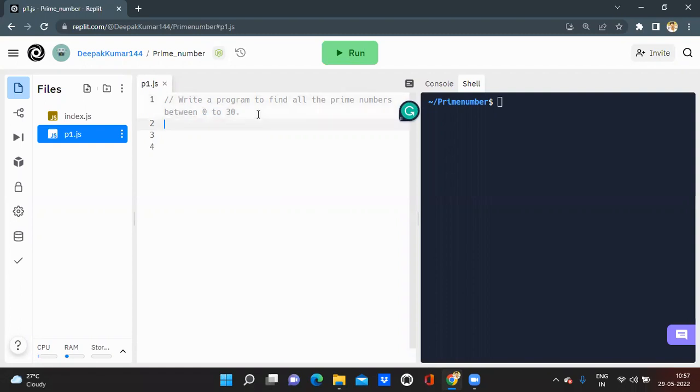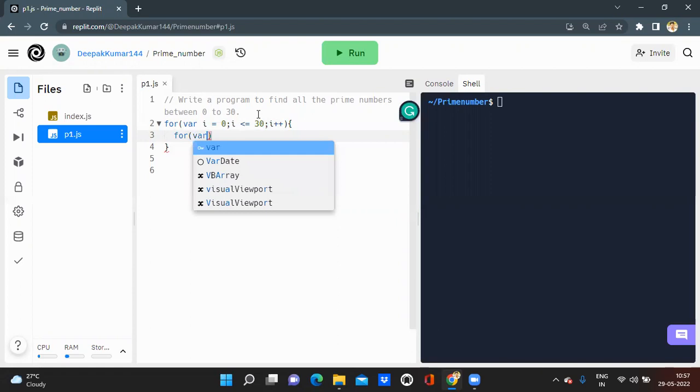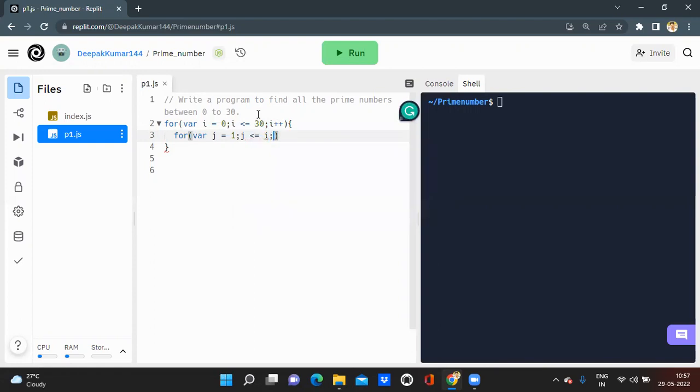Okay, so we run a loop from 0, because we have to find from 0 till 30, and after that I increases in value. Now we have to run another loop, where j equals 1, j less than equal to I, j plus plus.